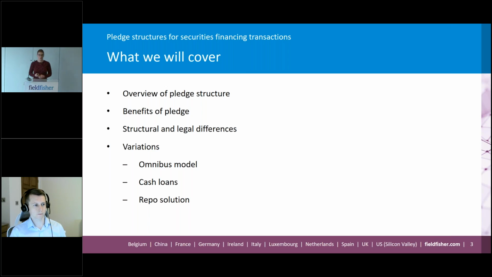So just in terms of what we're going to cover, it's an overview of the pledge structures in securities financing transactions. We'll have a look at what that actually means, what it looks like as compared to the more traditional title transfer arrangements that you're probably more familiar with under GMSLAs and GMRAs. We'll run through some of the benefits, why people are using the pledge structure, how they're using it, and we'll look at, again, the differences between the title transfer model and the pledge model. And then we'll have a look at a couple of variations on the structure.